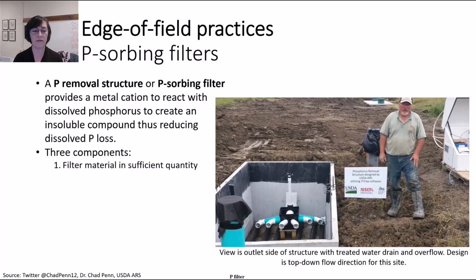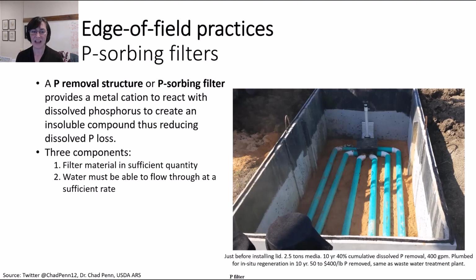First of all, you need enough filter material to remove the phosphorus that you want to remove. So these tend to not be small structures. You also have to allow the water to flow through the media at a high enough flow rate. And you see like this example at the caption at the bottom of the screen, the design flow rate was 400 gallons per minute. That is not a trickle. That's pretty fast. So the water has to be able to flow through the media at that sufficient flow rate.